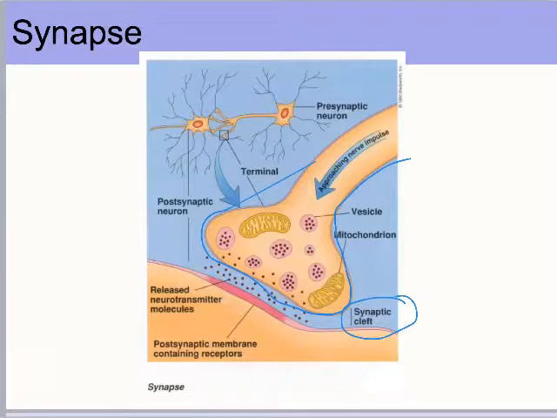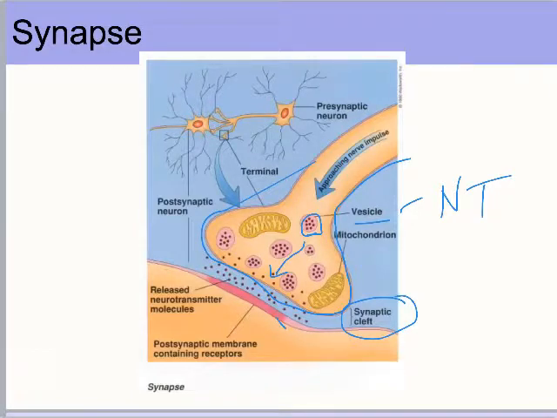What will happen is there are vesicles in here, and these vesicles contain neurotransmitters. The idea is that these vesicles with the neurotransmitters migrate to the ends of the synaptic bulb, and they exocytose the neurotransmitters out.